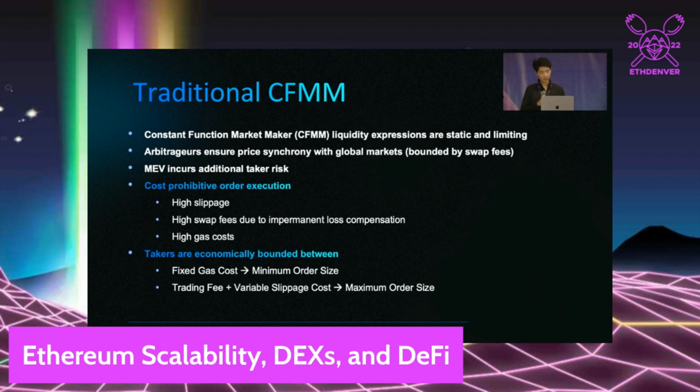So when we look at the DeFi takers or DeFi users for these types of CFMM markets, they're generally bounded by two economic constraints. Number one is the base cost, which is that every execution has a fixed gas cost, regardless of the transaction size. So it puts a cap on the minimum order size that can justify this type of trade. And on top of that, there's an upper bound in trading fee and variable slippage cost that creates an upper ceiling of the order size that makes it worth it for people to transact on a traditional CFMM exchange.